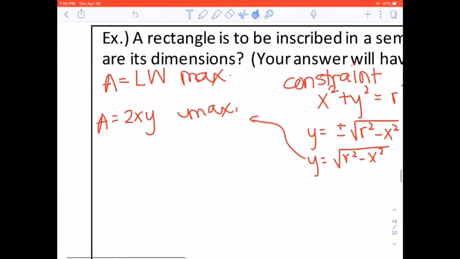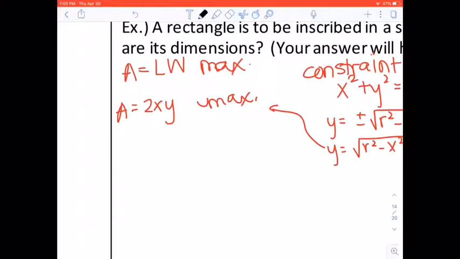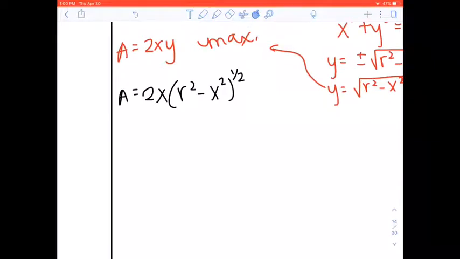And then our new area formula is going to be area equals 2x, and then instead of y, I'm going to rewrite that as the square root of r squared minus x squared. So (r squared minus x squared) to the 1/2, same thing as the square root of that. And now you'll notice that my area formula is in terms of just one variable. That variable is x. r is just a constant, so think of it as just a number. So now I need to find the derivative.